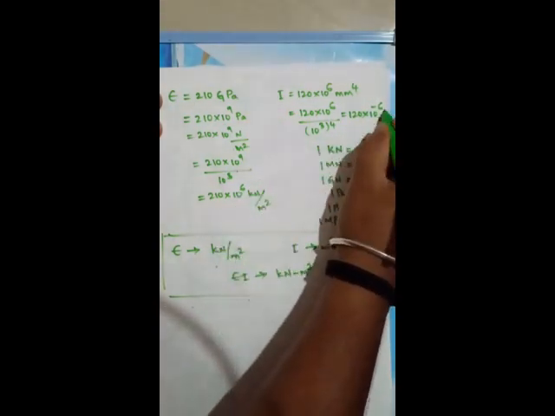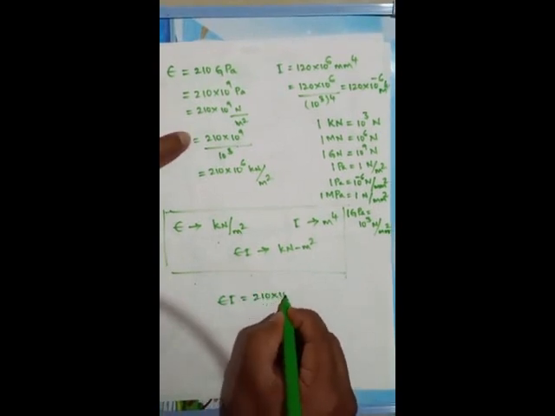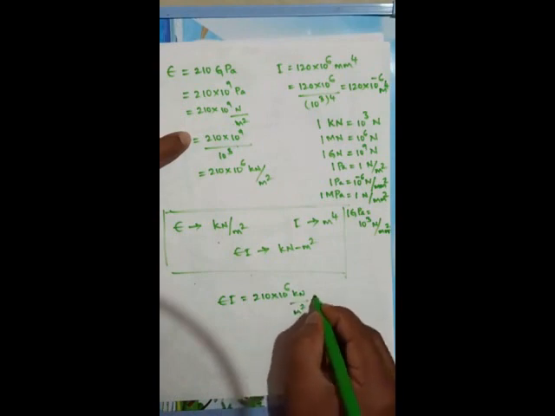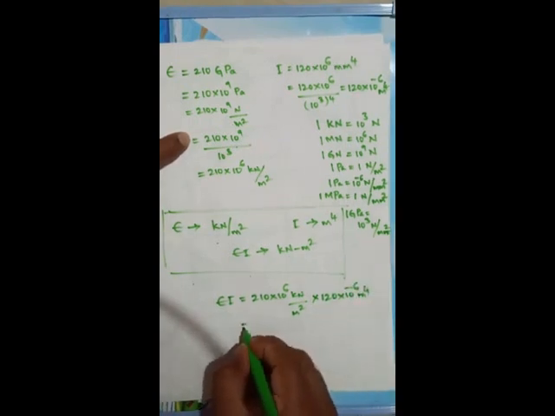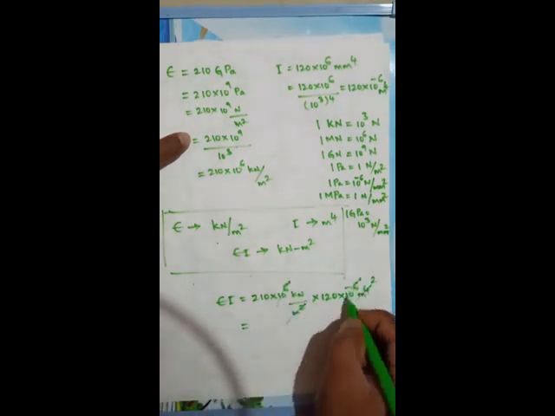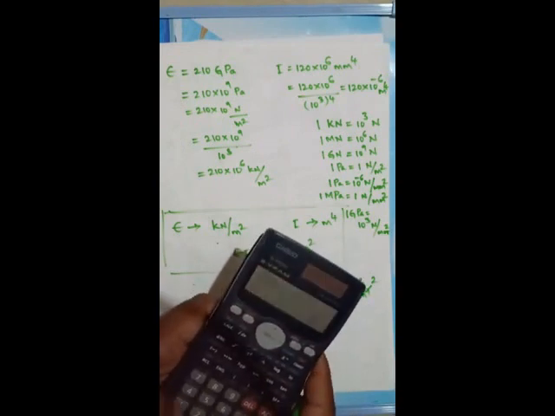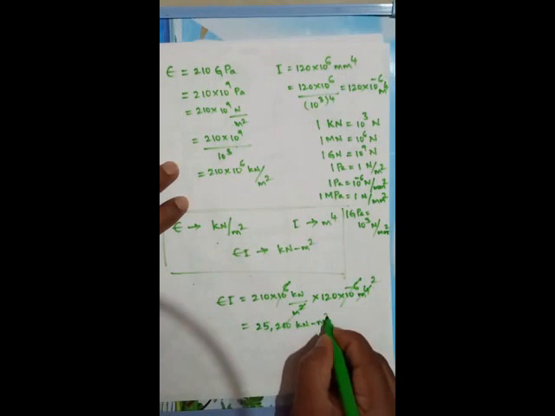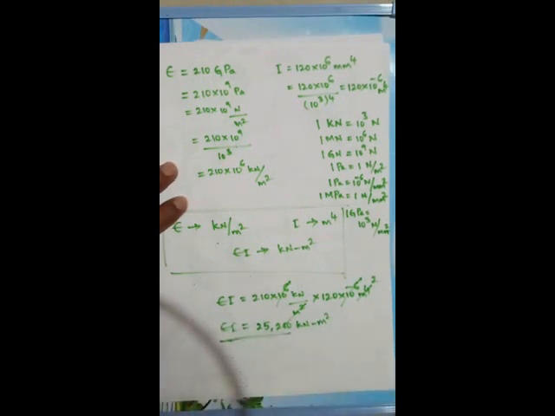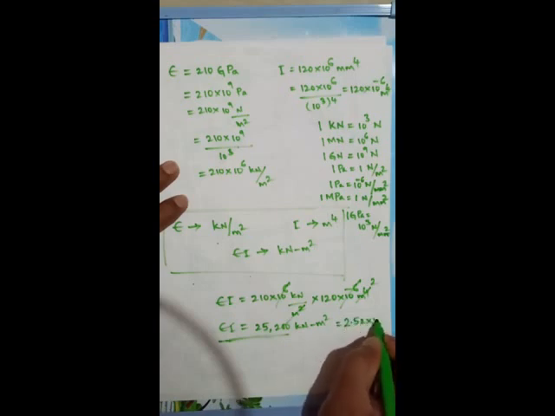So this is meter raised to 4. If you calculate EI, it will be 210 into 10 raised to 6 kilonewton per meter square into 120 into 10 raised to minus 6 meter raised to 4. It will be 10 raised to plus 6, 10 raised to minus 6 gone. So 210 into 120, it is 25,200 kilonewton meter square. So this is the answer. So EI is 25,200, or else 2.52 into 10 raised to 4 kilonewton meter square.